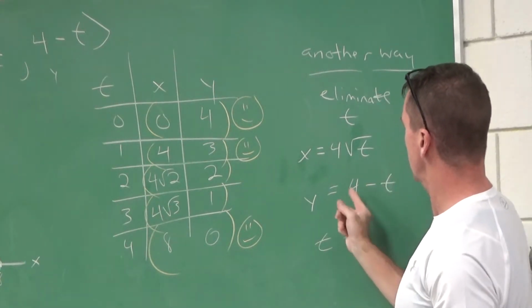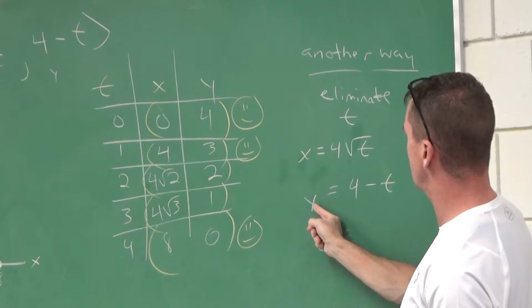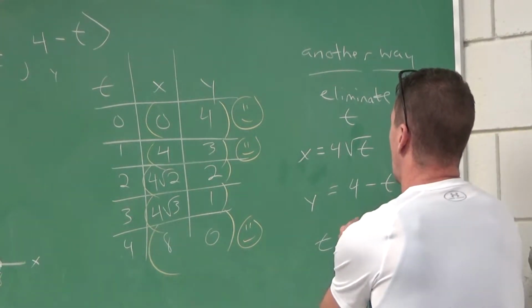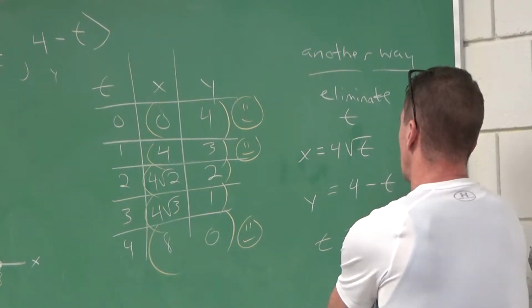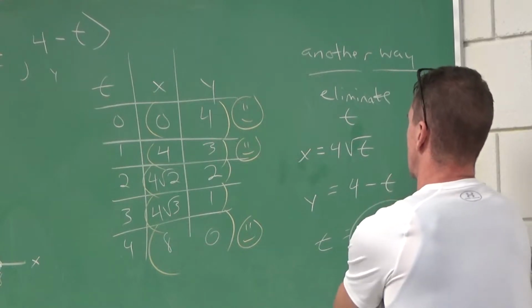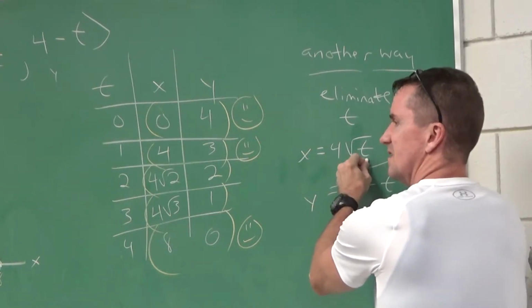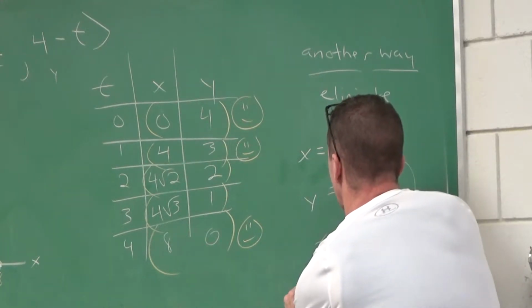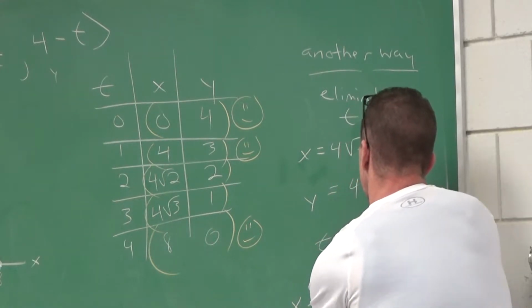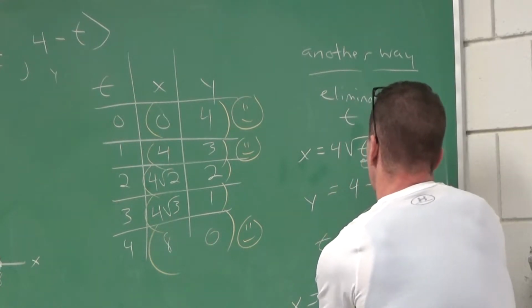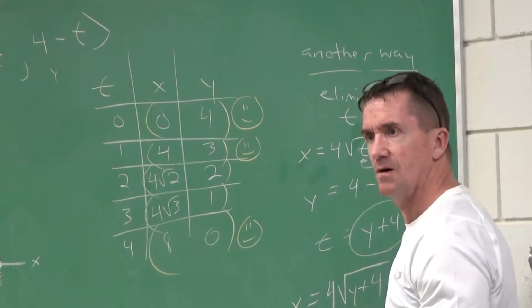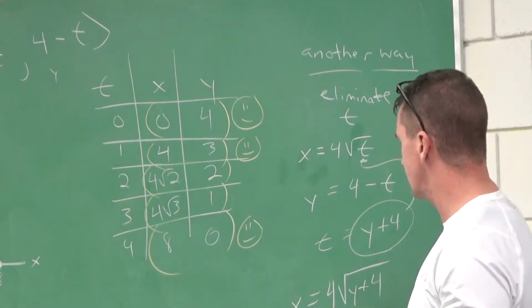You could do that, or even in this case, t would equal 4 minus y. And where can I substitute this? Right into there. And this is one way, and you got x equal to what? 4 square root of 4 minus y, right? Awesome.